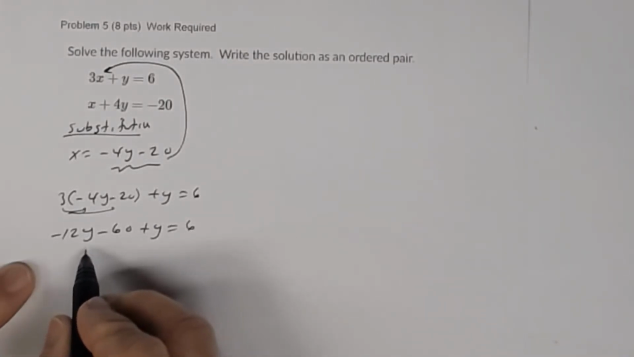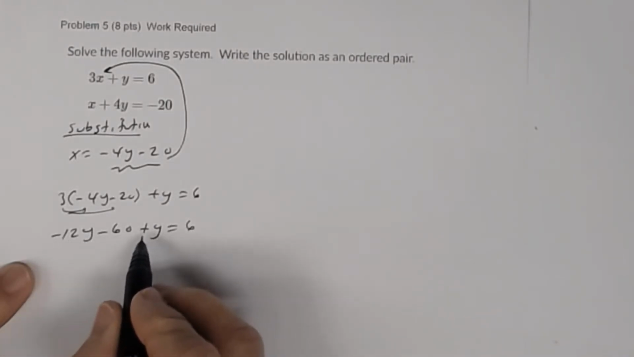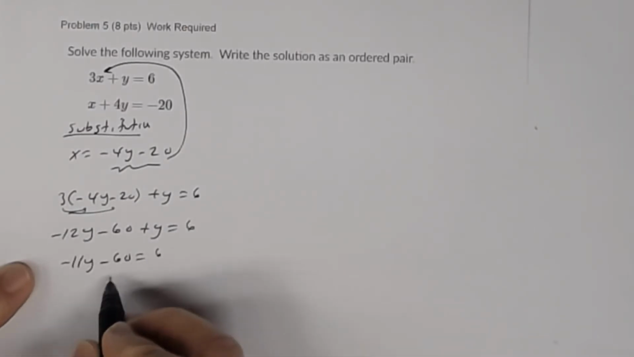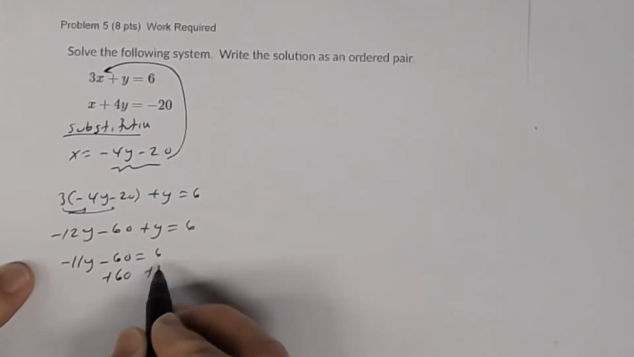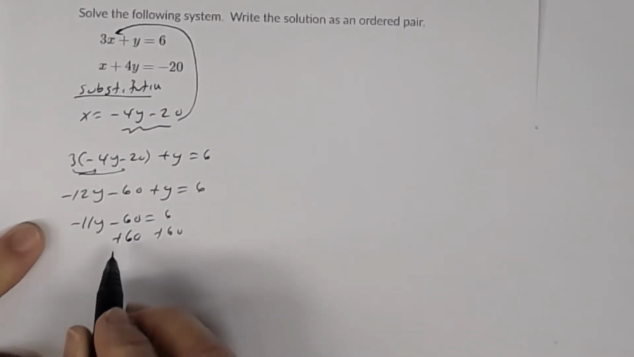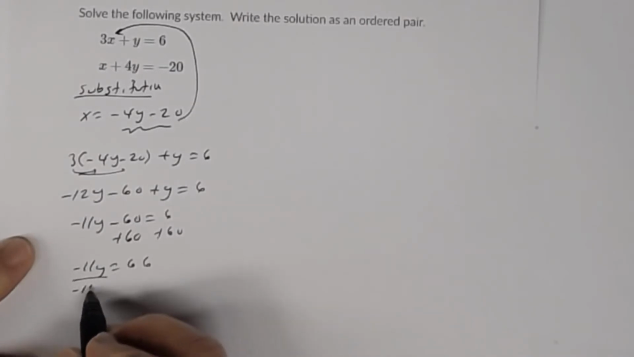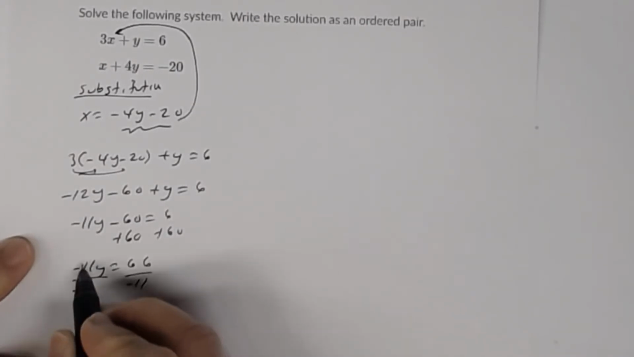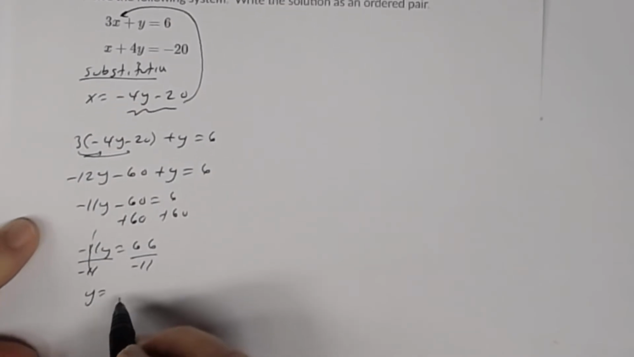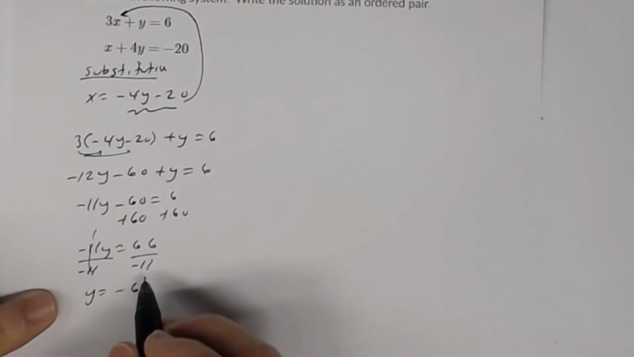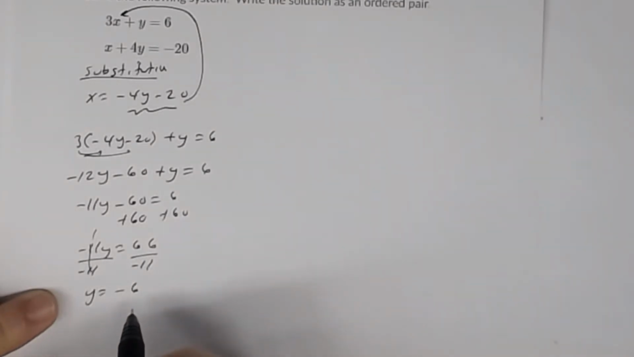And so combining like terms, a negative 12y and a positive y is a negative 11y, minus 60 equals 6. Adding 60 to both sides, I get negative 11y equals 66. Divide both sides by negative 11. I get that the y value of the solution is going to be negative 6. 66 divided by 11 is 6, so negative 6.